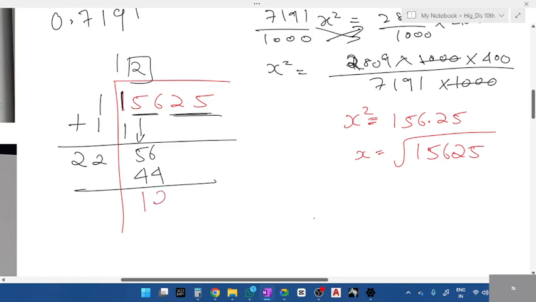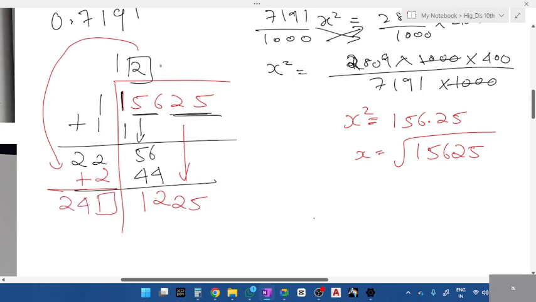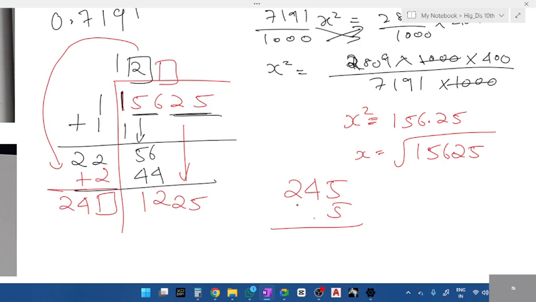Remainder is 12. Then bring down this 25. Which number do I have to add here? It is 2. So 2 plus 2 is 4, and I have to write some number next to 4. Always go with the middle value, students. 225 into 5. How much is 225 into 5? Calculate it. Did you get the answer 125?